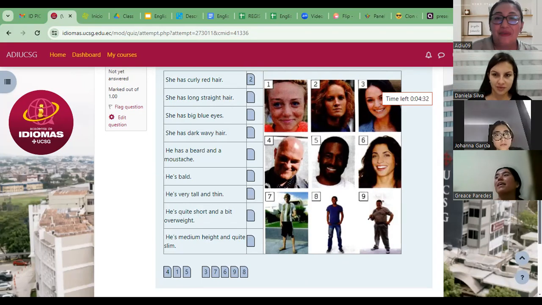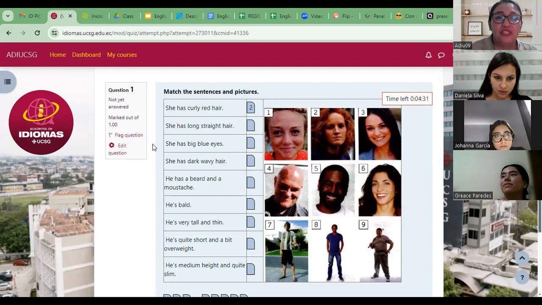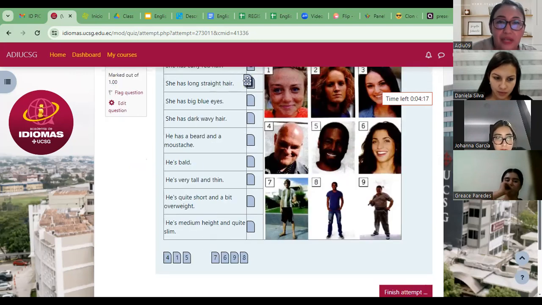Okay. So what about number 2? She has long straight hair. And then you keep adding. Three. And then you grab number 3. You don't even have to write it. You just grab number 3 y usted lo pone aquí. And that's it. And this is how you match.